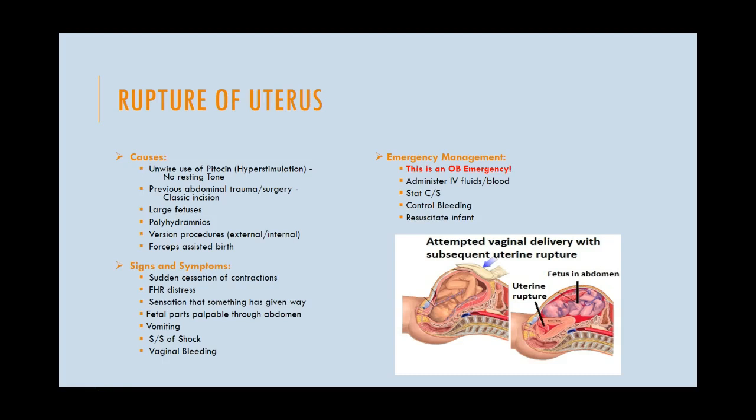Some signs and symptoms of this, if you're taking care of a mom that this happens to: they have a sudden cessation of contractions. There are no more contractions. There's fetal distress immediately. There's a sensation that mom has where she believes something has given way. The fetal parts can be palpable through the abdomen. So that abdomen doesn't have that nice round-looking shape anymore. The fetal parts are actually out in the abdomen, and you can probably actually grab them. Moms will have vomiting. They'll have immediate signs and symptoms of hypovolemic shock, because they will be bleeding out internally. And you may see some vaginal bleeding as well.